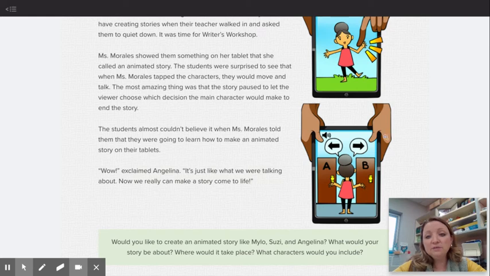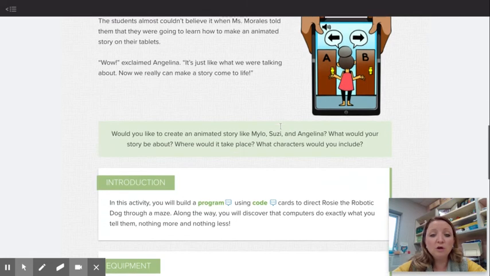So down here in this bottom tablet, this is what Miss Morales was saying. Your character right here has a choice. Your character can choose the B door or can choose the A door. Now in your story, it's not necessarily going to be doors, but it's going to be two choices. So your character either gets to do this or gets to do this. So you guys are going to choose what those options are.